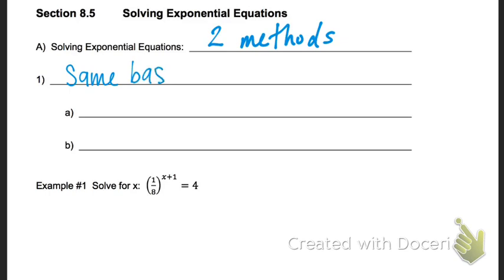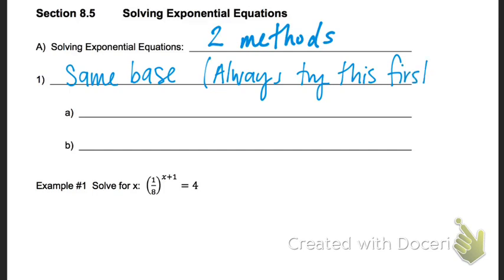This is the one that I prefer. So I always try this first. I think you might prefer this one too. The only time that it doesn't work is if you can't get them to have the same base. So we'll look at different examples of when it does work and when it doesn't work.